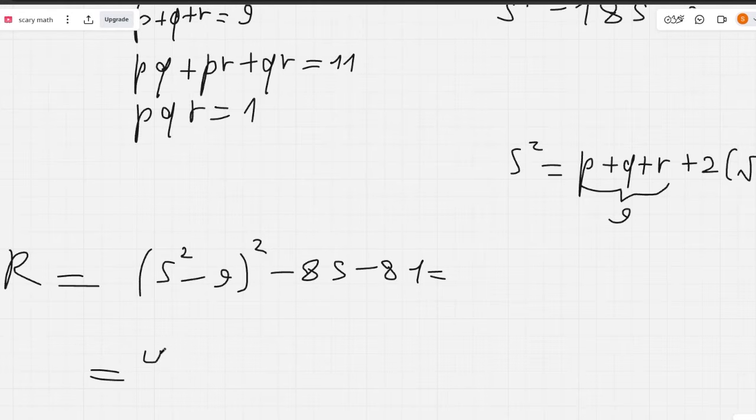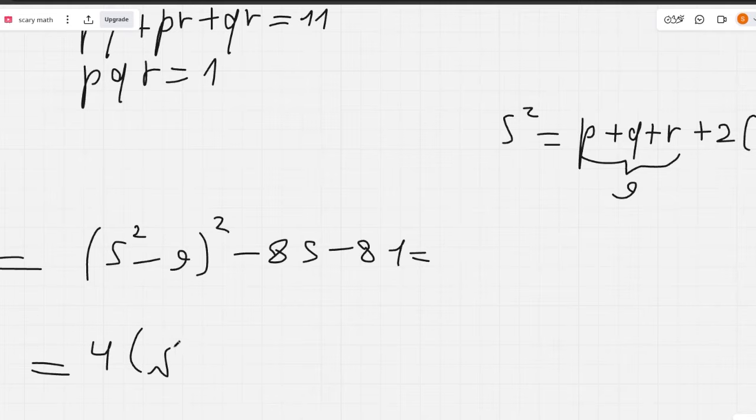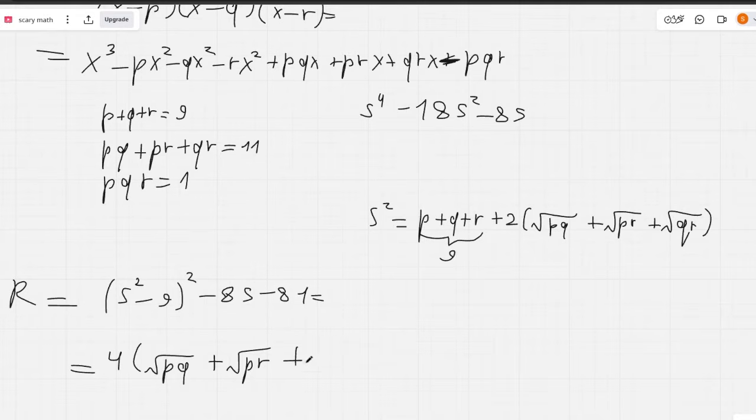So 4 times the square of the sum of a bunch of roots here, root of pq, root of pr, root of qr, and all of this here is squared, minus 8s minus 81.